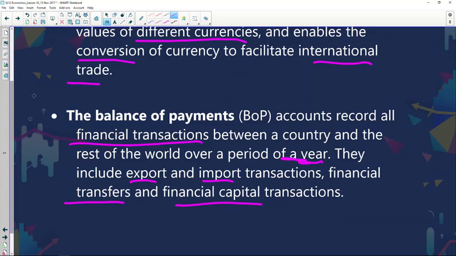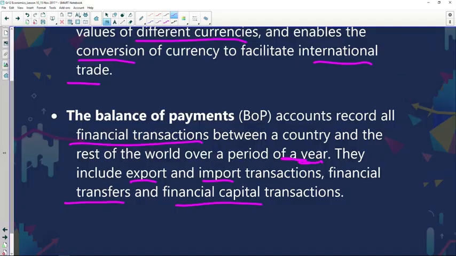And then the balance of payments, which is the BOP account, keeps record of all financial transactions between a country and the rest of the world over a period of a year. This information is important for planning in the public sector as well. If government is doing planning and making economic goals, it can use this information from the balance of payments account to make strategic decisions. And they include export and import transactions, financial transfers, and the capital or financial capital transactions as well.